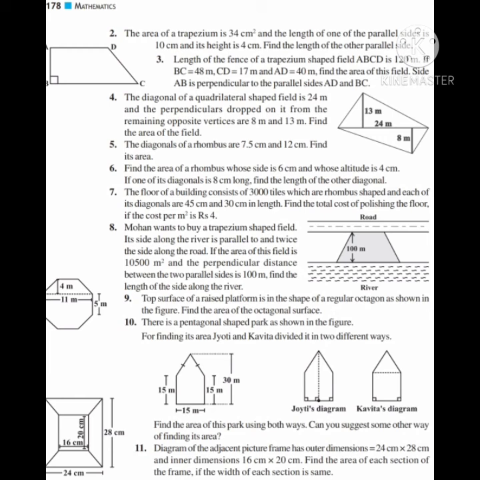Okay, now fourth sum. The diagonal of a quadrilateral shaped field is 24 meters. Okay, diagonal is given and the perpendiculars are given of both the triangles, which is 8 meter and 13 meter. So to find the area of the field, we'll find out the area of these two triangles and add them. Okay, this one is really very easy.